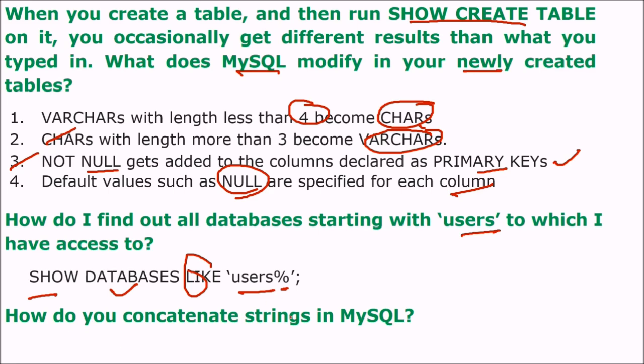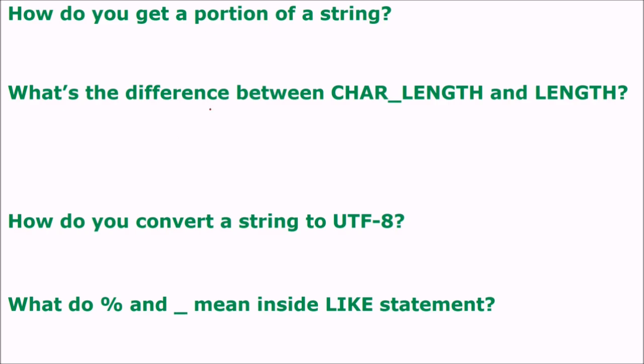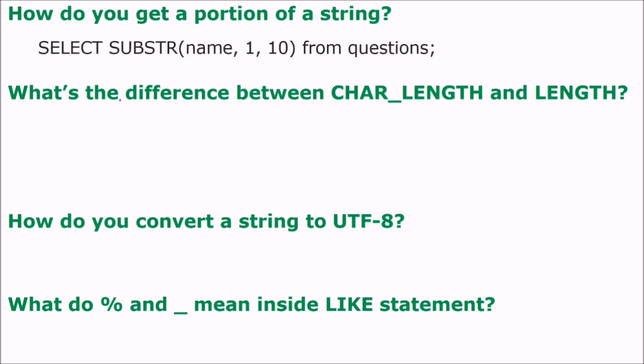How do you concatenate strings in MySQL? The CONCAT function is there. You can add these strings using concat. How do you get a portion of a string? You can use the SUBSTRING function. Select substring of this string, 1 to 10, from questions. So you'll get 10 characters, 1 to 10 characters.